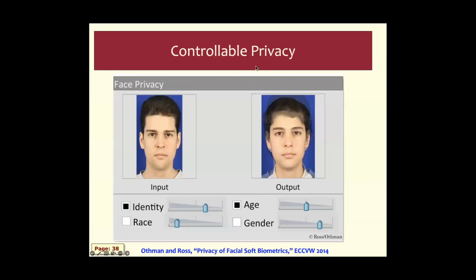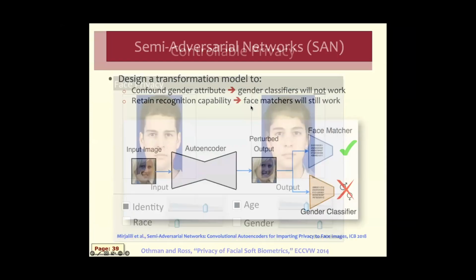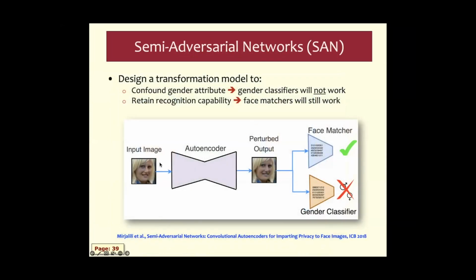So this brings us to the topic of controllable privacy. More specifically, what we would like to do is to take an input image and then transform it into an output image in such a way that certain attributes are retained and other attributes are confounded. So for example, we take this input image and using an autoencoder, you create the output image in such a way that this output image can be used successfully by a face matcher, but cannot be successfully used by a gender classifier. So the gender classifier is confused, whereas the face matcher works.